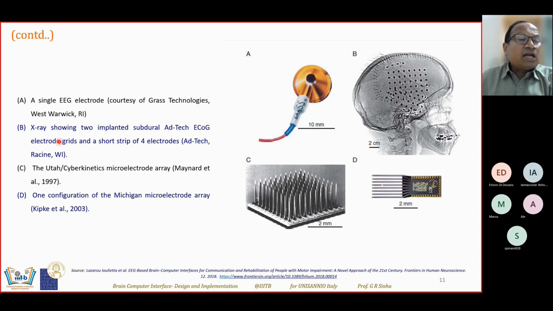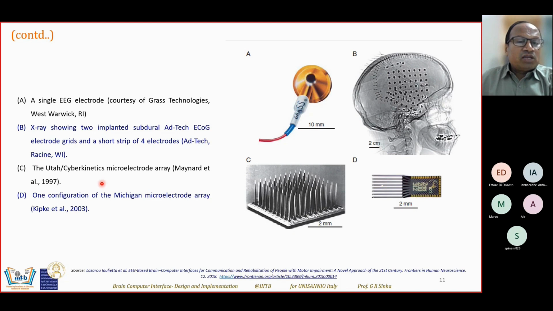I'm sorry, diagram B depicts an X-ray. The X-ray diagram is actually not the actual diagram. It's a radiographic diagram of an implanted subdural ECoG, because we slightly go inside. Therefore, it's the X-ray version of the image. So electrode grids are there rather than a single electrode. There are grids, and each is covering a specific area, as we mentioned in the previous slide, that some specific localized area is covered, and so it has 4 electrodes and so on.